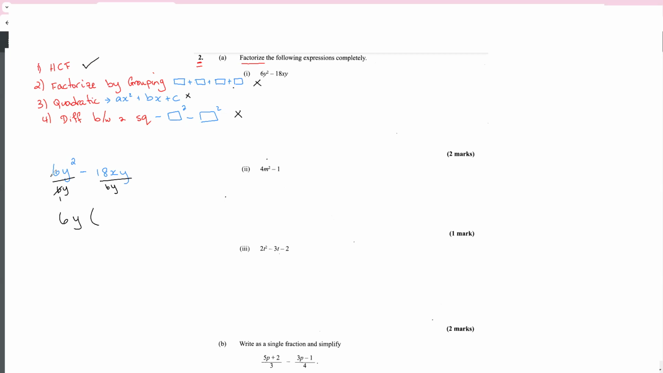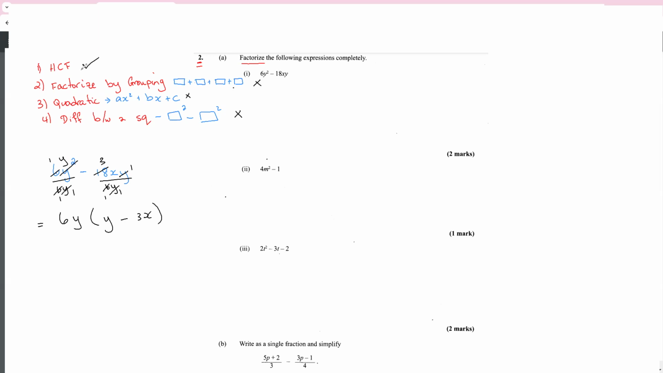So 6 could go into 6 once, y could go into y squared, y times. So from the first one, we just have 1y or just y. 6 could go into 18 3 times, and the y will cancel with the y. So we're left with 3x. And that's it. That's 2 marks. So you just show your working and that's it.